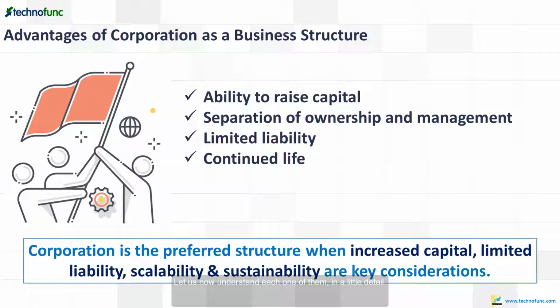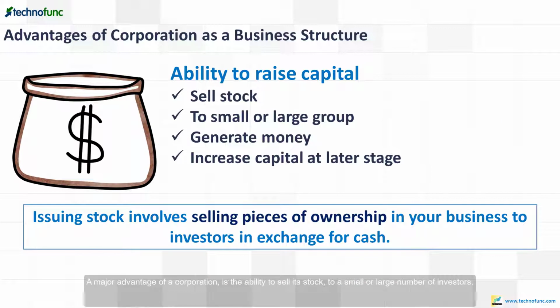Let us now understand each one of them in a little detail. A major advantage of a corporation is the ability to sell its stock to a small or large number of investors. This way, it can generate the required amount of capital or money. If the corporation needs additional money, say for growth or expansion, the company can even sell additional shares. Issuing stock involves selling pieces of ownership in your business to investors in exchange for cash. Issuing stock leaves you with more cash available compared to debt financing.